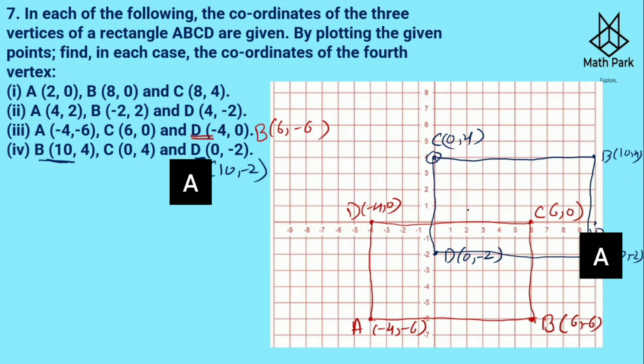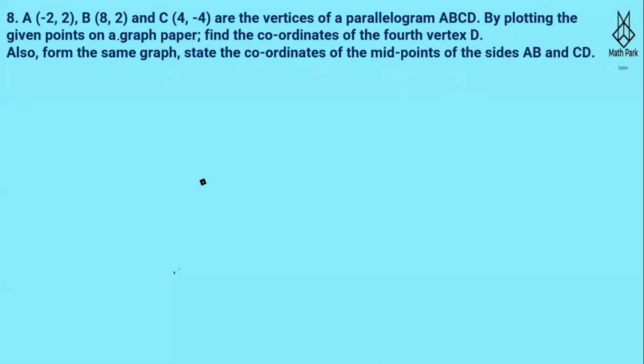So we did question number 7. Let's move on to question number 8. A (-2, 2), B (8, 2), C (4, -4) are the vertices of a parallelogram ABCD. By plotting the given points on graph paper, find the coordinates of the fourth vertex D. Also from the same graph, state the coordinates of the midpoints of sides AB and CD.